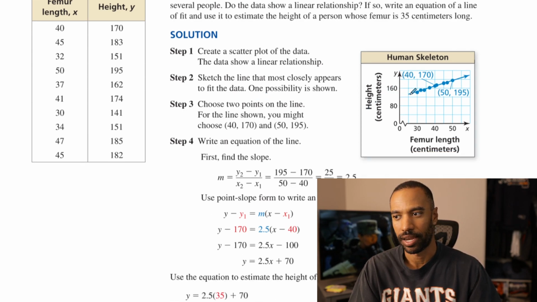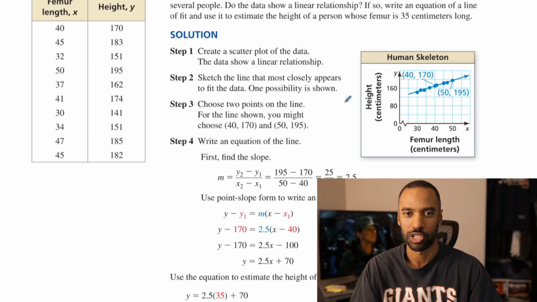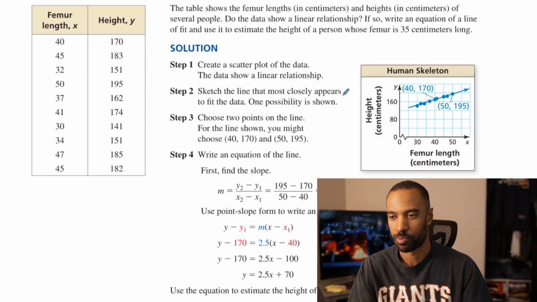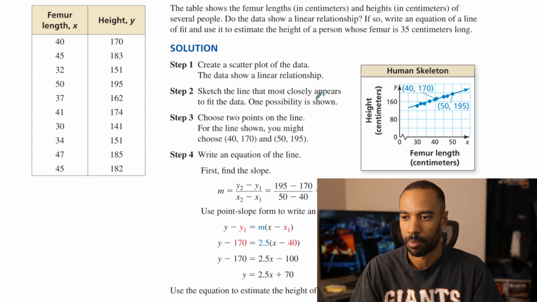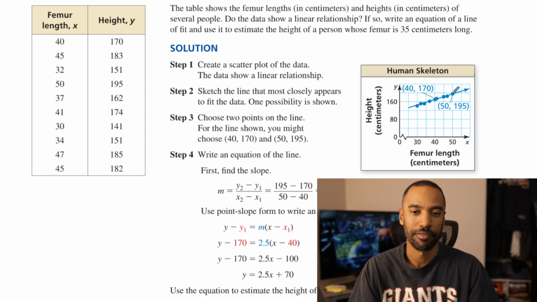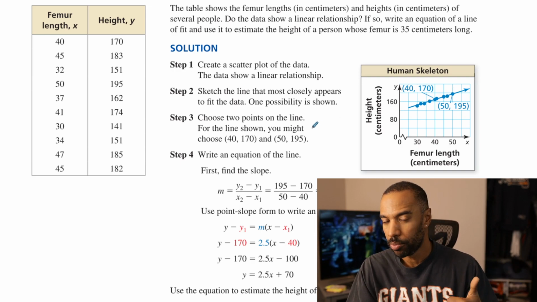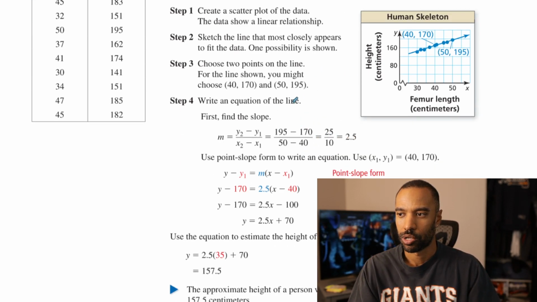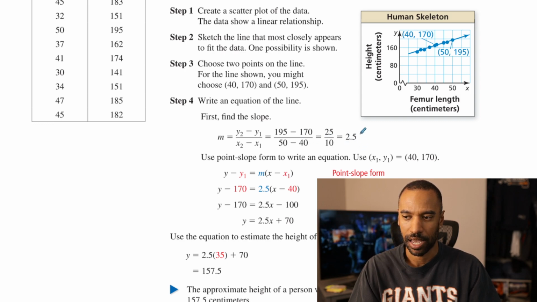So they sketched their own line. I'm not going to do it based off theirs, and theirs is a very small window, very small scale, so it's hard for me to do something on top of it. But they chose 2 points that were on this line, 4170 and 5195. From there, they found the slope. They chose those to divide the rise over run, and they got 2.5.